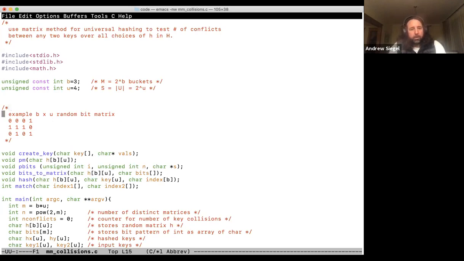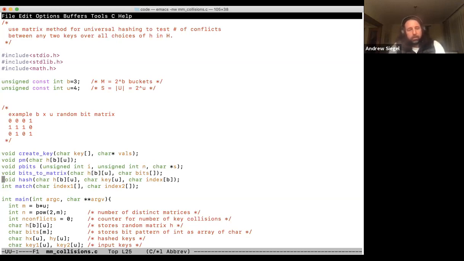For example, a random B by U matrix might look like this. If you remember, the one in the lecture looks a little bit different, but there are 2 to the 12th of these things. We're going to create all of them, and we're going to find out for how many of them any two particular keys conflict. That is really our probabilistic statement, and I think that's the clearest way to see it. So let's just look at it.